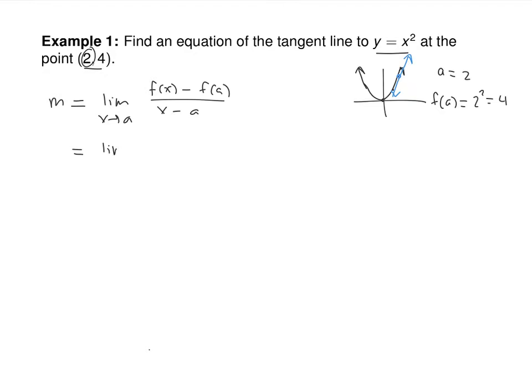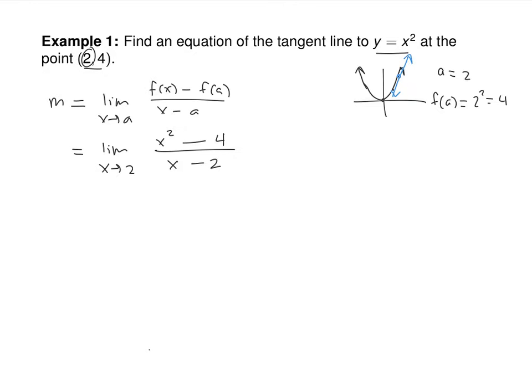Okay, so m will be limit x goes to 2. F of x is just x squared. F of a is 4 over x minus 2. Does that look slightly familiar-ish? So the f of a is whatever the function is. The f of a is the y value of that function at that point. Yeah, if it would have been a cubed, then you would have had x cubed minus 8. Does that make sense?